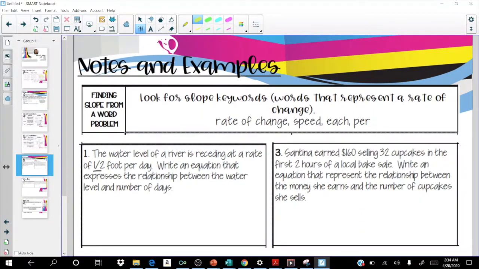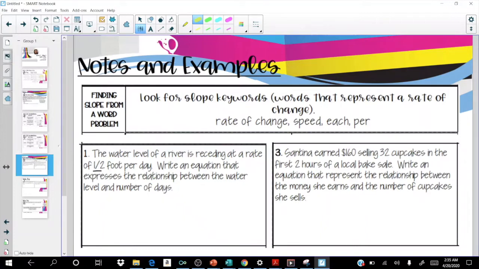So let's move into the actual lesson. We are going to practice finding slope from a word problem or a verbal description. To do that, look for slope keywords, so words that represent a rate of change, because we know that slope represents the rate of change between our x values and our y values. Words like rate of change, speed, each, and per will be words that represent the slope.